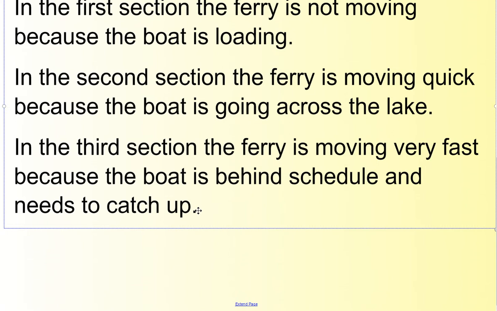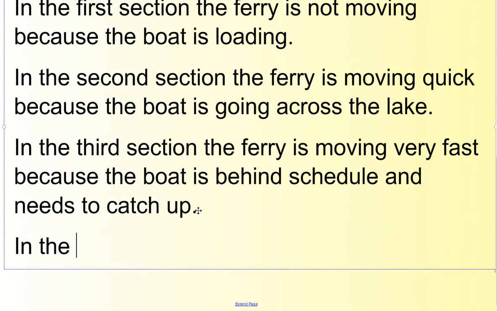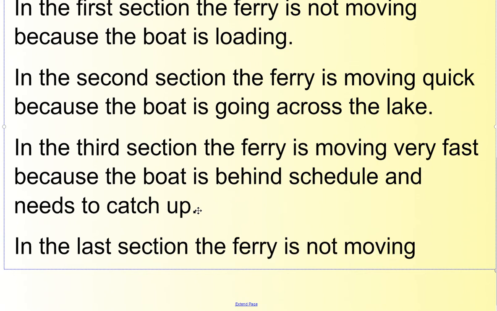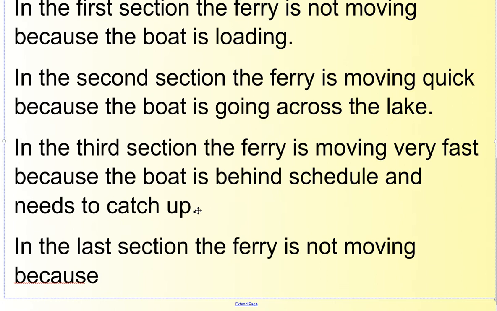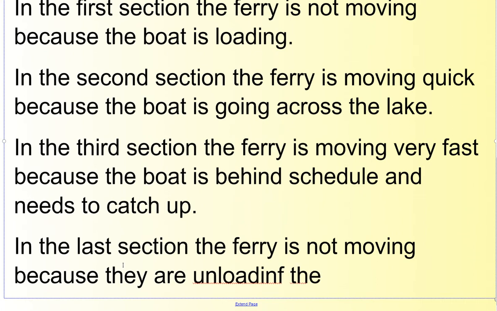And then finally in that last section, they weren't moving again. Because why? So why weren't they moving? So let's see. So they're not moving at the beginning. They're going sort of quickly. Then they go really quickly. And now they're not moving at the end. Well, they're probably not moving because they got to the other side of the lake. They got to where they needed to be. And so now they stopped. And they are unloading. The last section, the ferry's not moving because they are unloading the boat.